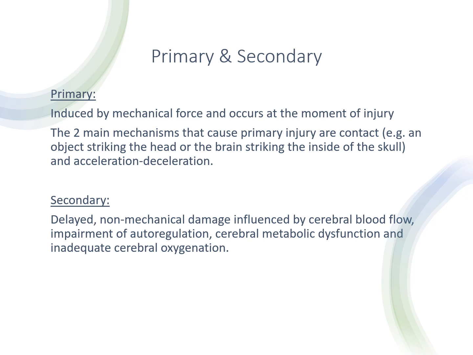Then secondary is something we can do something about, and this is what the whole idea about neuroprotection and critical care management of TBI is about. Because this is delayed non-mechanical damage influenced by cerebral blood flow, impairment of autoregulation, cerebral metabolic dysfunction and inadequate cerebral oxygenation. So these are things that we can correct to try and stop the brain that's viable from getting damaged further.